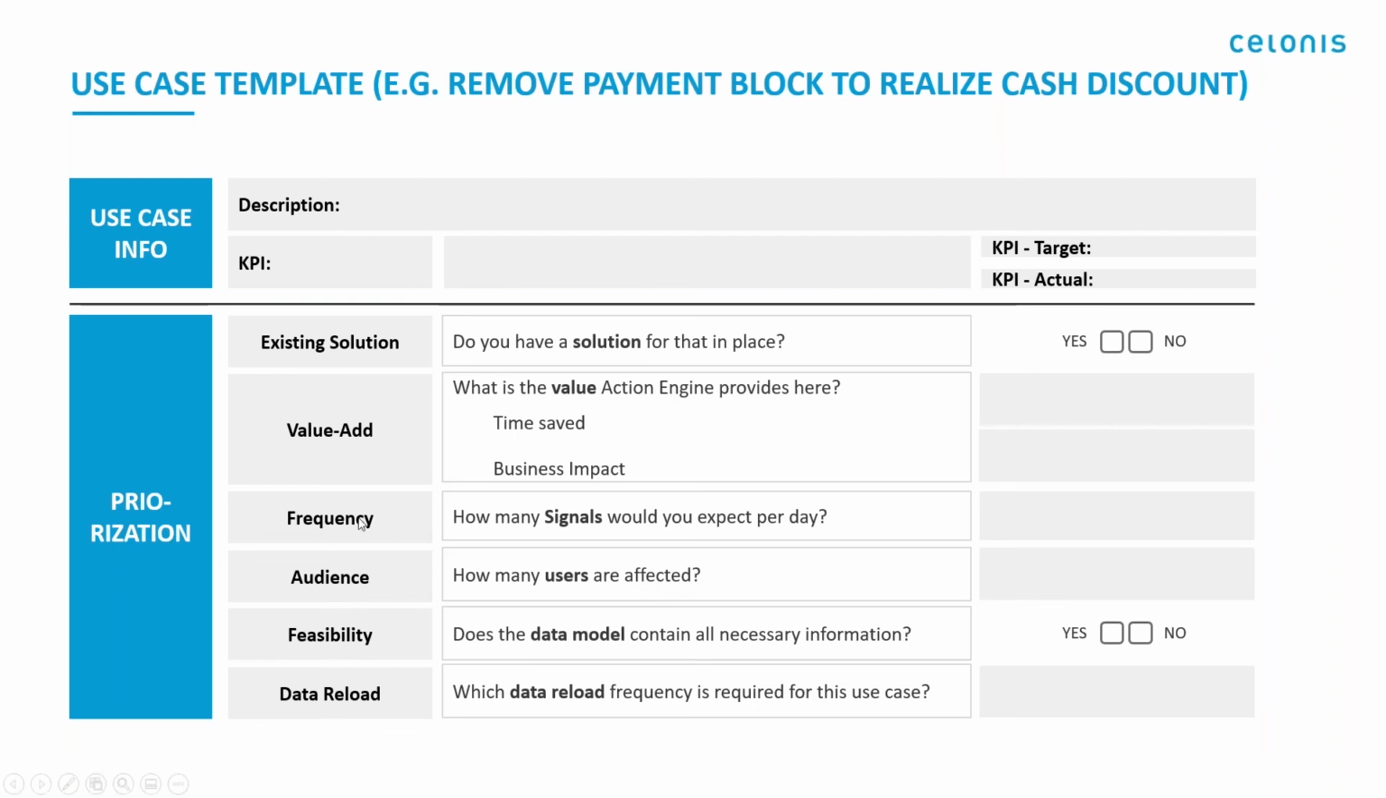So those are the 4 business criteria. And besides that, with the corresponding IT expert, I typically talk about, does the data model, the Celonis data model, already contain all necessary information, or do we have to enrich it by certain attributes? And also talking about the data reload frequency, how often do you currently refresh your data? So typically a daily data model reload is good for many use cases.